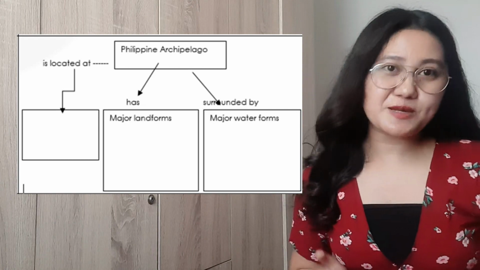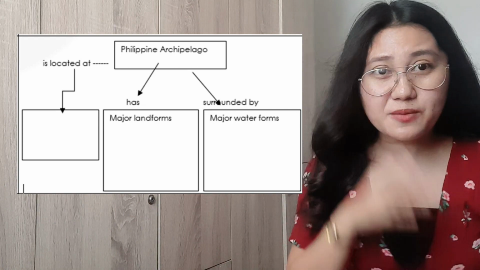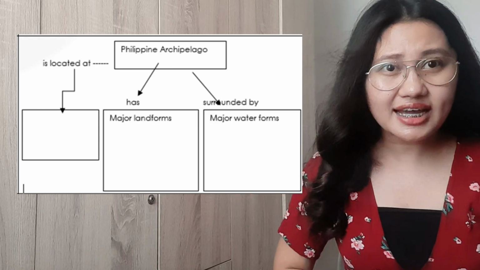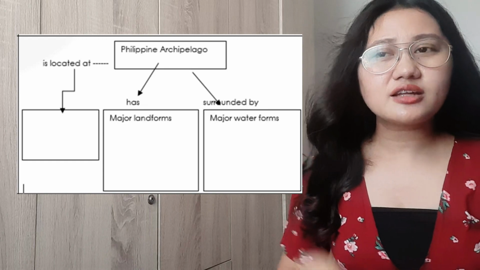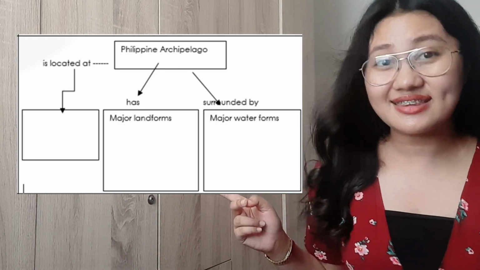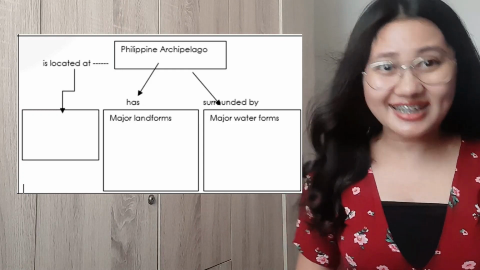For your next activity, madali nyo tanong masasagutan since na-discuss na naman natin kung ano to. So, for your activity, you have to complete the concept box below and use another sheet of paper for your answer. Meron tayo dito parang graphic organizer. Nakalagay dito yung Philippine Archipelago. And then, Philippine Archipelago is located. Ano yung sinabi natin kanina, coordinate ng Philippines? Sige, kayo na po sabihin yan.